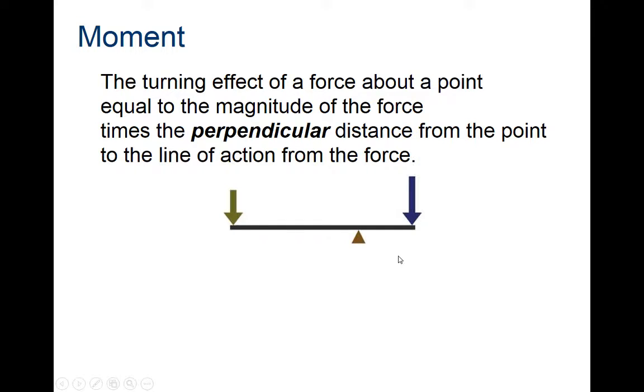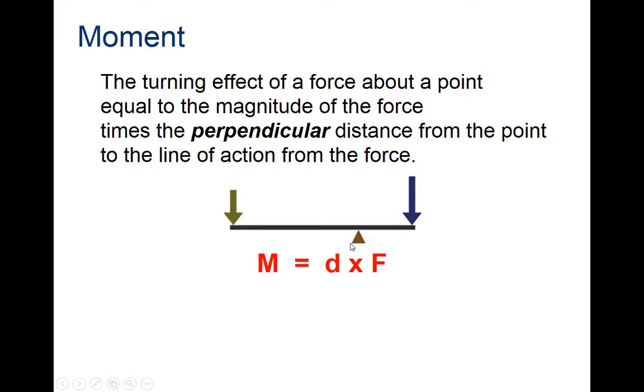And if you know what torque is, moment is kind of another word for torque. It's the turning effect of a force about a point. In this case, it's our little triangle here. It's our fulcrum. And it's equal to the magnitude of the force times the perpendicular distance from the point. The way we calculate it is our moment is equal to the distance times the force.